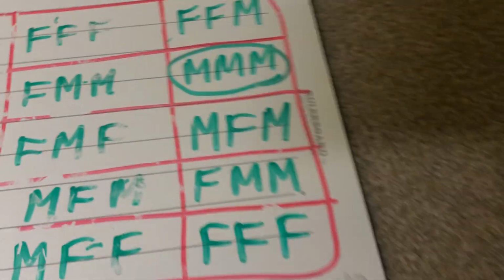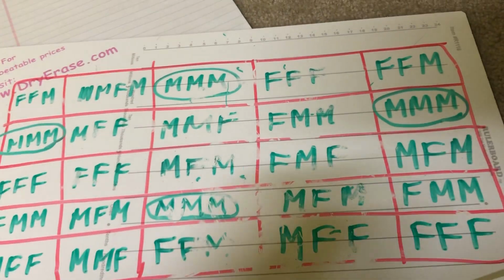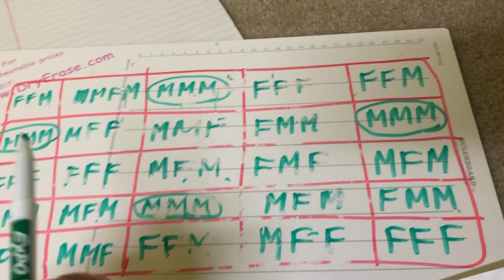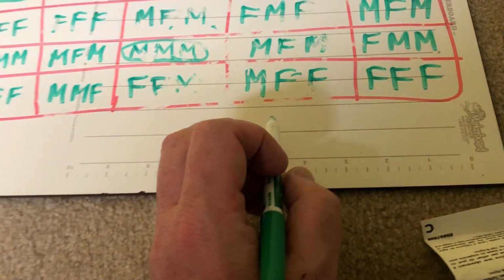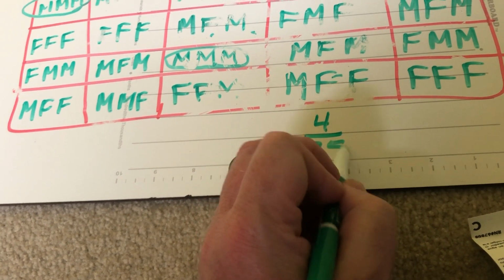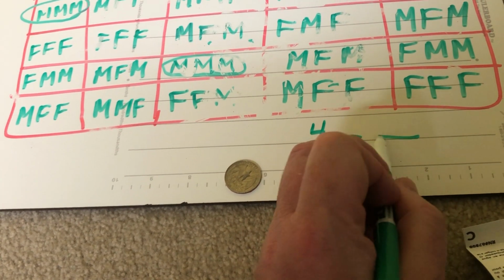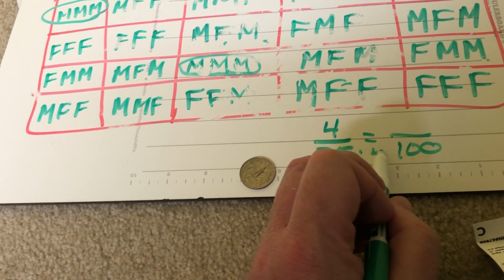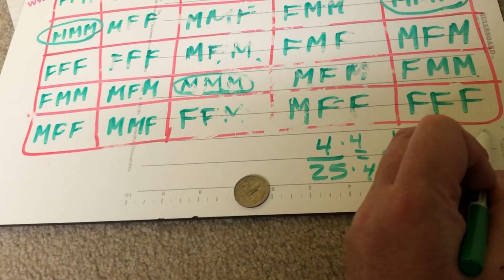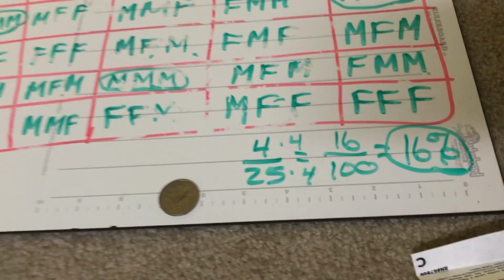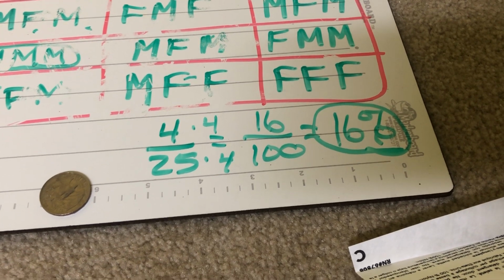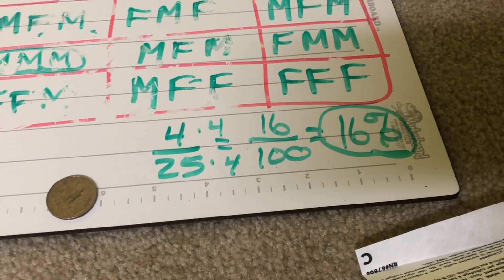So when I go to my simulation, I see that there was 1, 2, 3, and 4 that were all male. That means that the experimental probability was 4 out of 25. Percent is out of 100. 25 times 4 is 100. 4 times 4 is 16. 16 over 100 is 16%. The experimental probability that all of the puppies were males was 16%.